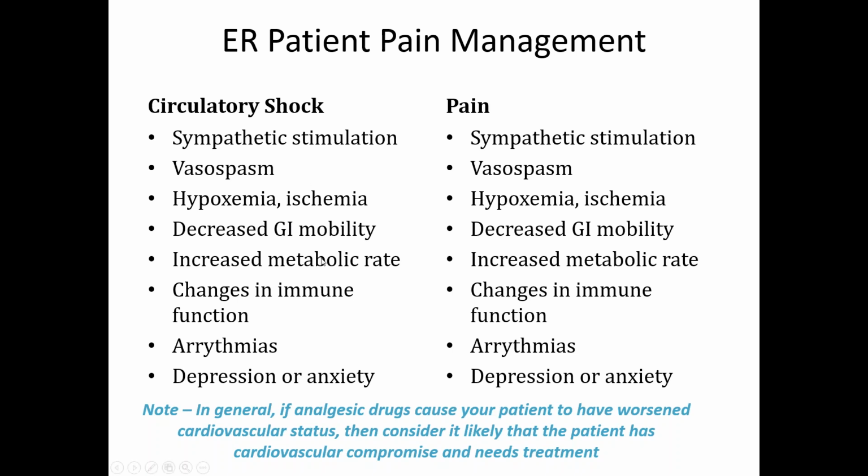In general, I just want to reemphasize this. If your analgesic drugs cause your patient to have worsened cardiovascular status, then it's likely the patient has cardiovascular compromise that needs treatment. It's not that you overdose them on your pain medication. All right, so if it's an ER patient and you give a dose of, say, hydromorphone and they suddenly are cardiovascularly worse, then you need to evaluate what their circulatory status is relative to what they're presenting to you for.